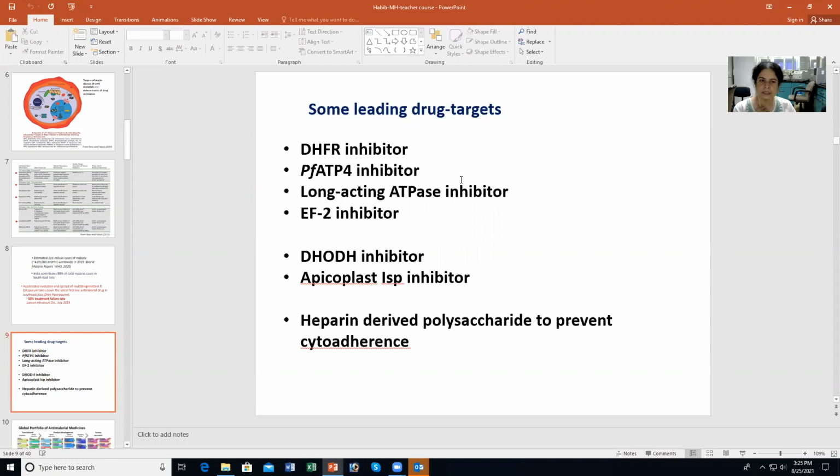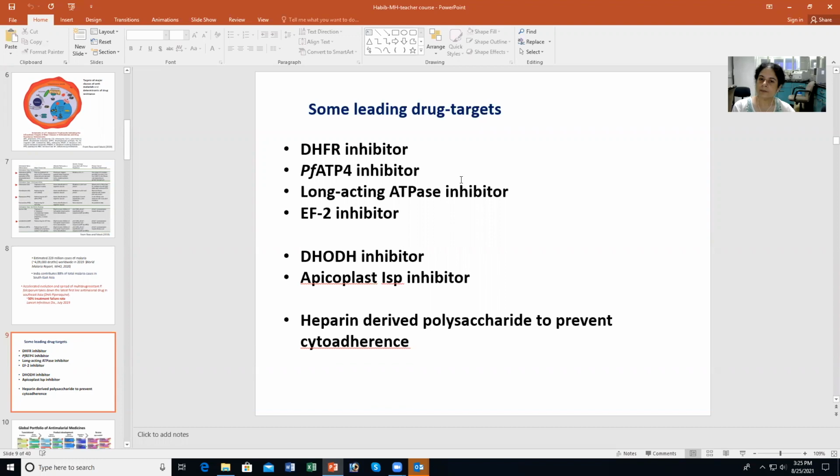Anyway, coming back, some leading drug targets for malaria are DHFR, dihydrofolate reductase. You also have PfATP4, which is an ion channel. Then you can have an ATPase as a target, and there is a long-acting ATPase inhibitor that's currently under development. There's also elongation factor 2, a translation factor, as a target. Then there are inhibitors for DHODH, a mitochondrial enzyme, dihydroorotate dehydrogenase, and there are inhibitors for that which are under trial.